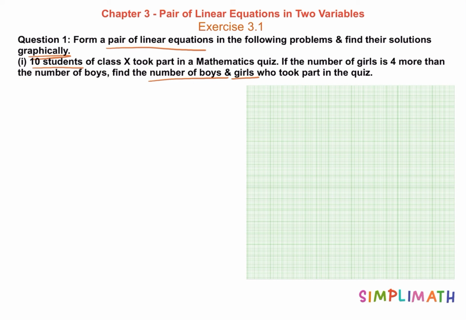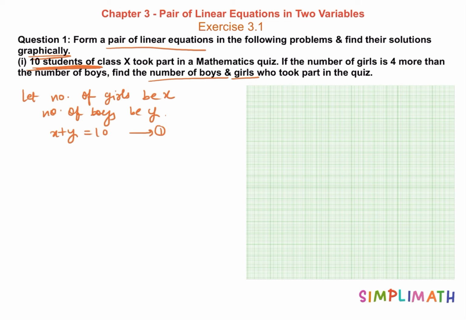Alright, so we have to find the number of boys and number of girls, and the whole word problem is given in terms of number of boys and number of girls. So how we will proceed is we will let number of girls be X and number of boys be Y. Now we are given that there are 10 students in total, right? So we can say that X plus Y equal to 10. This can be equation number 1.